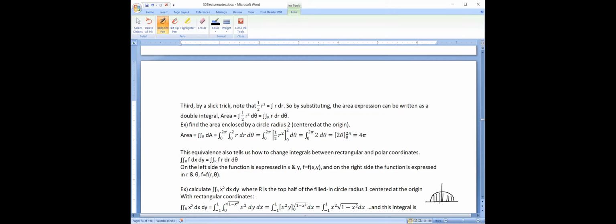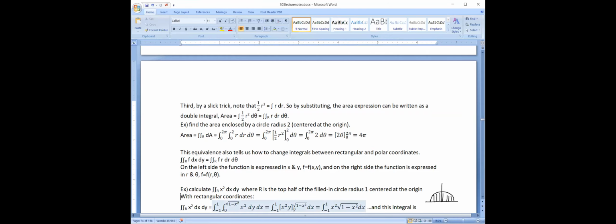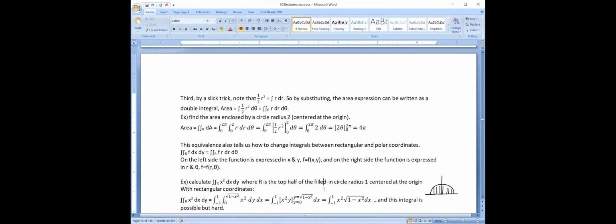So the integral of x squared dy gives us x squared times y, evaluating from y equals 0 to y equals the square root of 1 minus x squared. Okay, so plugging that in, you get the integral from -1 to 1 of x squared times the square root of 1 minus x squared dx. Now it turns out this integral is actually possible, but the techniques are pretty advanced. So let's see what happens if instead of trying to do it in rectangular coordinates, we try to do this in polar coordinates.